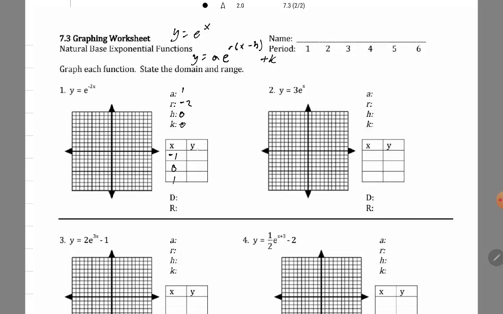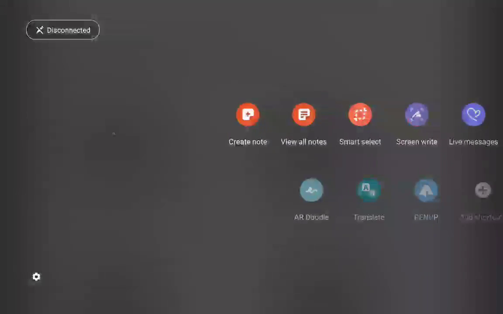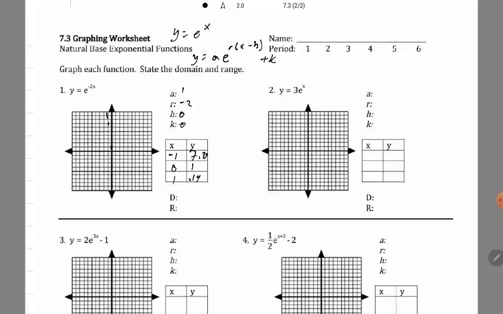So for example, if I plug in negative 1, I'll get 7.39. So you always get decimal answers. Plug in 0, you get 1, and then if you plug in 1, you'll get 0.14. So you get something that looks like this. Negative 1 is around 7. So you get something that looks like this.